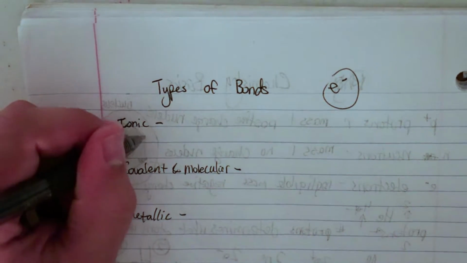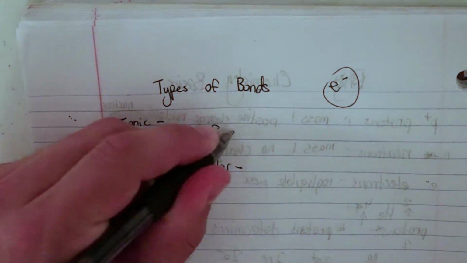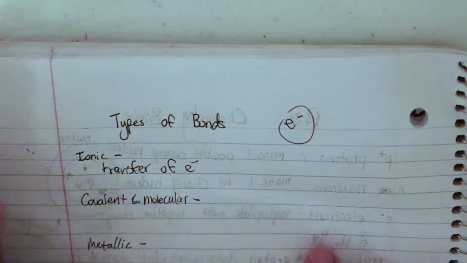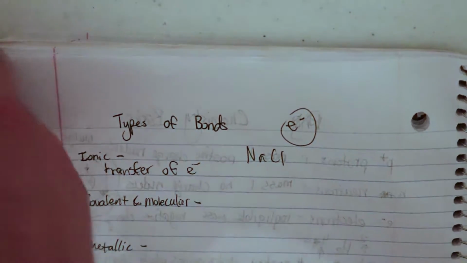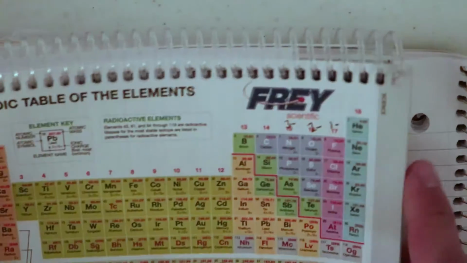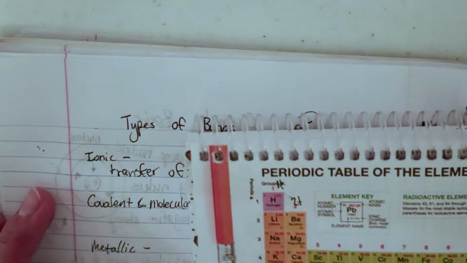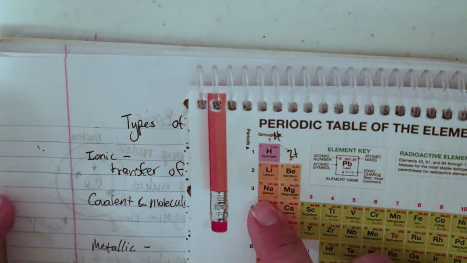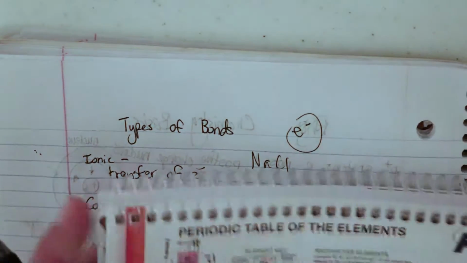So ionic bond, this is a transfer of electrons. The most common example of this is NaCl. So chlorine here, if we look at our periodic table, chlorine sits right here in the halogens and wants to gain one electron. And sodium over here has one extra electron. If we drew the Bohr model, it would want to get rid of that. So sodium would be really happy to get rid of that one electron and give it to chlorine.